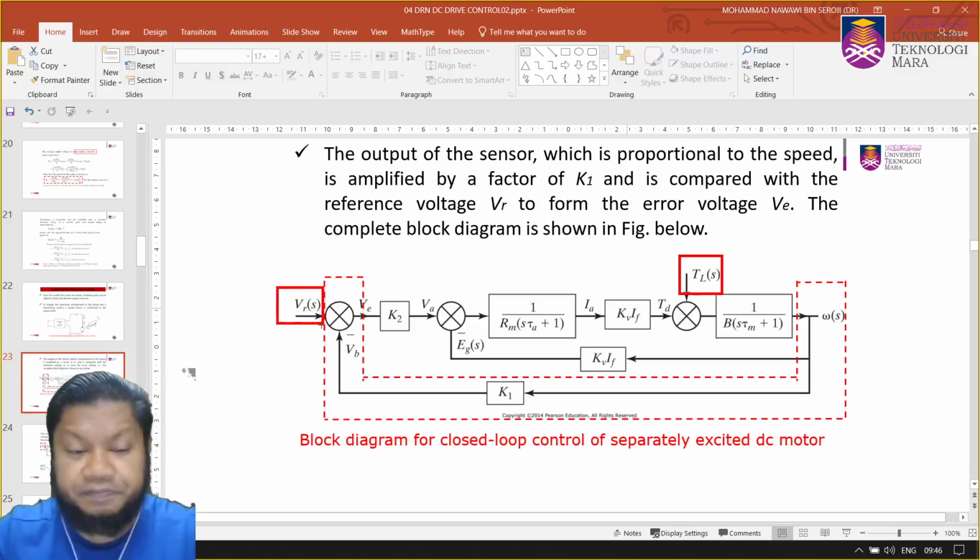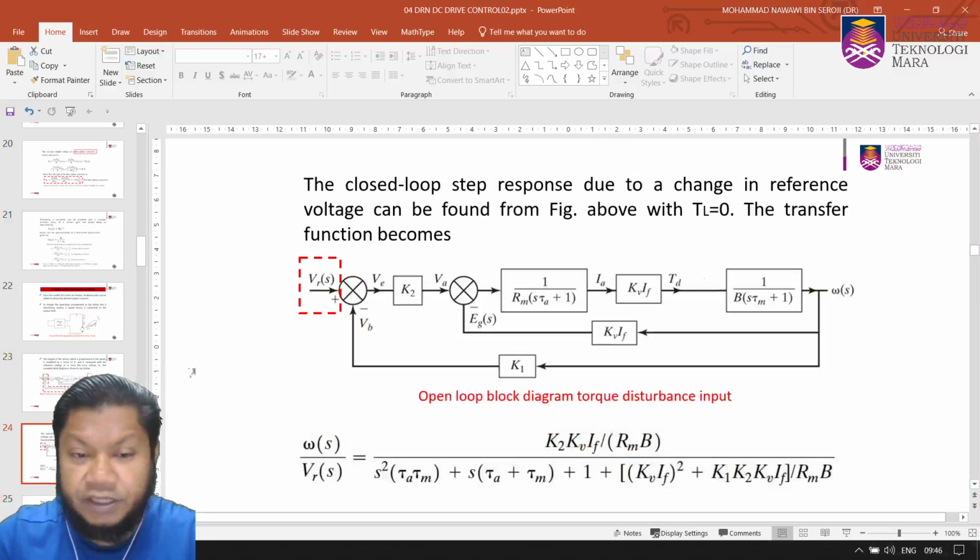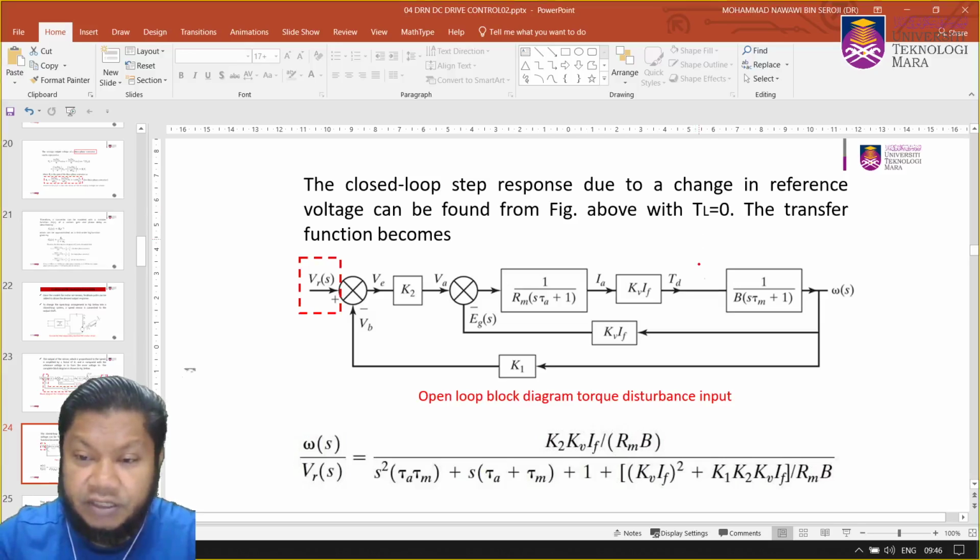Okay, so now we look again. We start with the closed loop step response due to a change in reference voltage, which can be found from the figure above. The transfer function becomes... So you want to see what happens to the system when you change the reference voltage, and now you set TL equals to 0. So here there's no TL, is it?